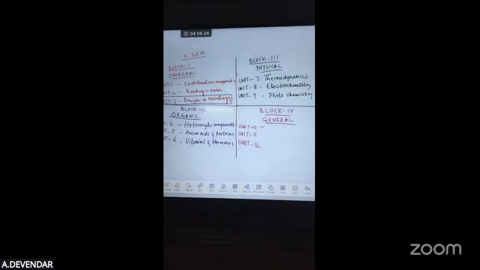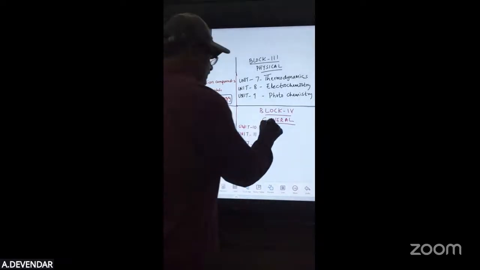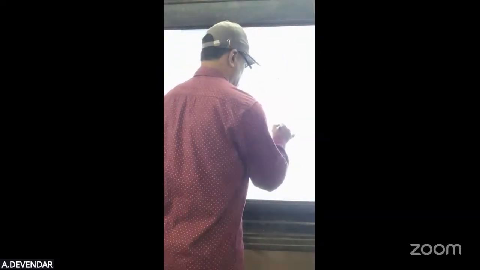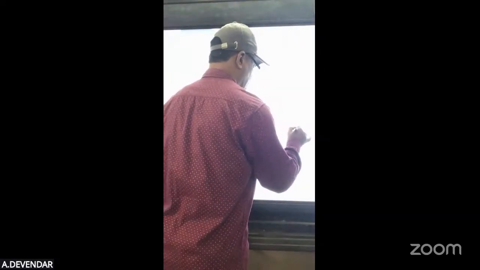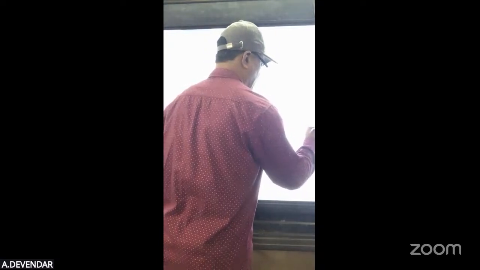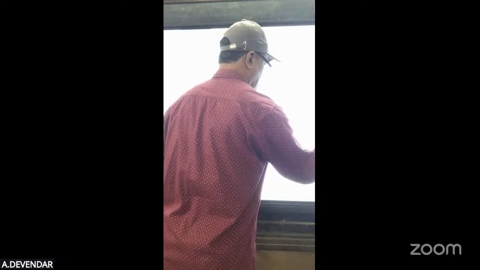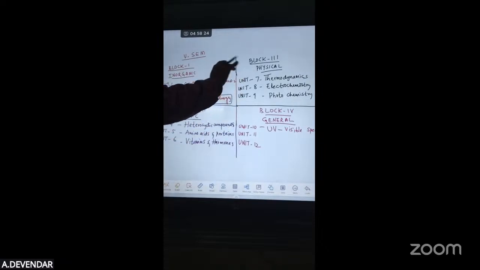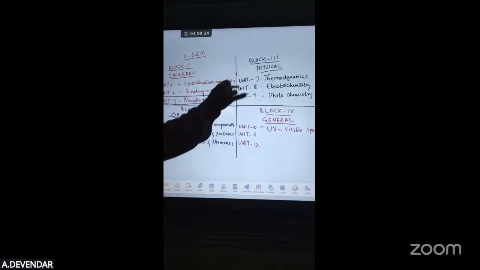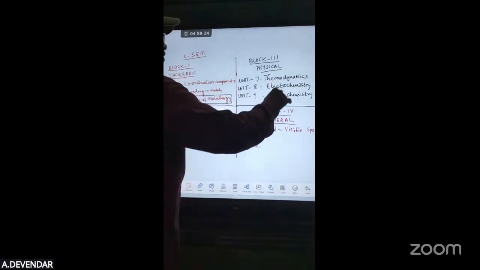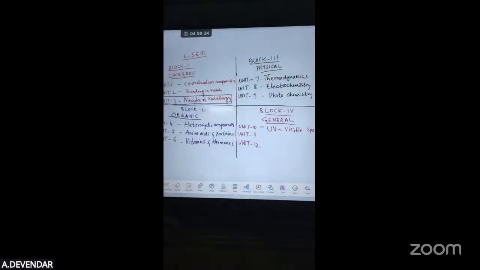Okay. Unit 11 is ultraviolet, that is UV spectroscopy, UV and visible spectroscopy. This is a new block to you, you are not familiar with it. These are three units, three blocks you are familiar with, particularly thermodynamics, electrochemistry and photochemistry. Thermodynamics one is in the fourth sem.